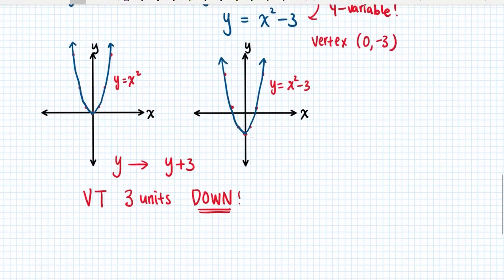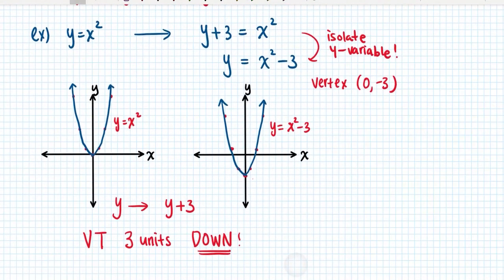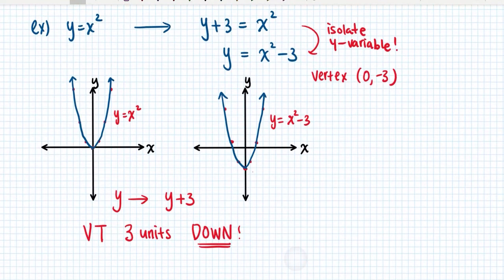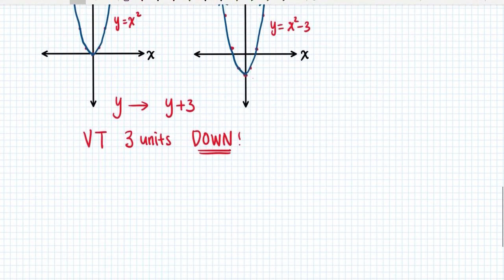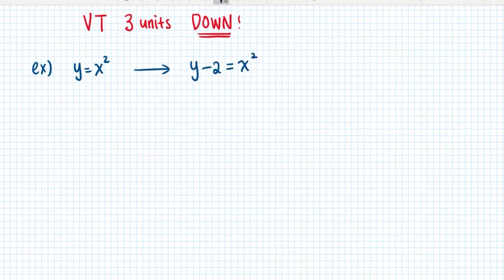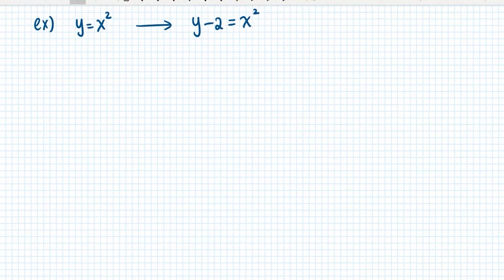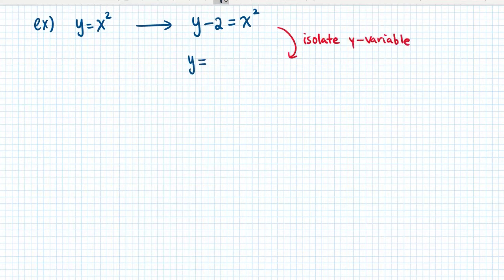Let's try the last example. What happens to the graph when we are subtracting a positive constant in the next example? Once again, we're gonna isolate the y variable to easily recognize the vertex form, vertex of this quadratic function. And then let's draw or sketch the graph for these two.